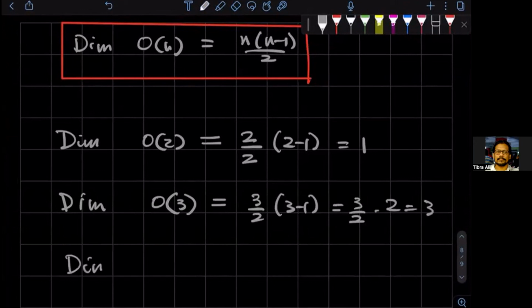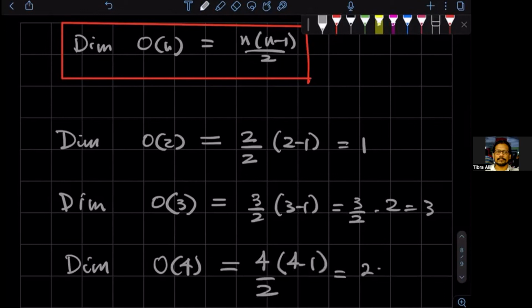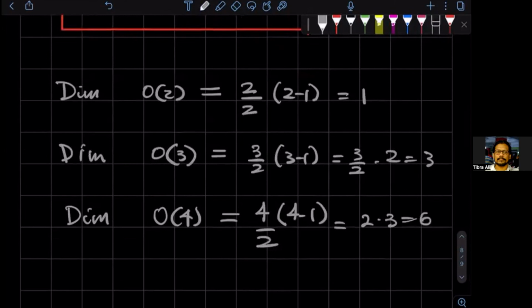And what about the dimension of O(4), which is a close cousin of the Lorentz group? It's as if the Lorentz group if space-time didn't have a time direction, that's what it would be. Here n is 4, so 4 times (4 minus 1) divided by 2. So we have 2 times 3, 6. Okay, so on and so forth.